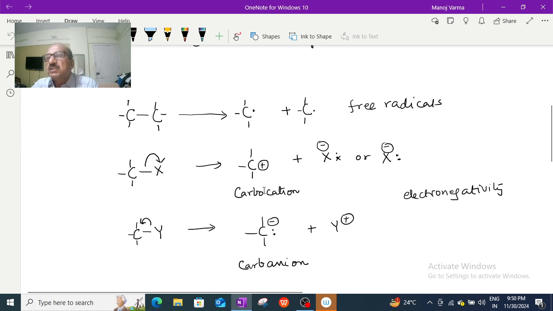When carbon is positively charged, it's called a carbocation. The reverse can happen, and the electron pair can move to carbon if carbon is more electronegative than Y, and then carbon gets an electron pair and a negative charge. When carbon has a negative charge, it's called a carbanion, and the Y is not so important for us because we are doing organic chemistry. So you will come across these carbocations, carbanions, and free radicals a number of times in your study of organic chemistry.